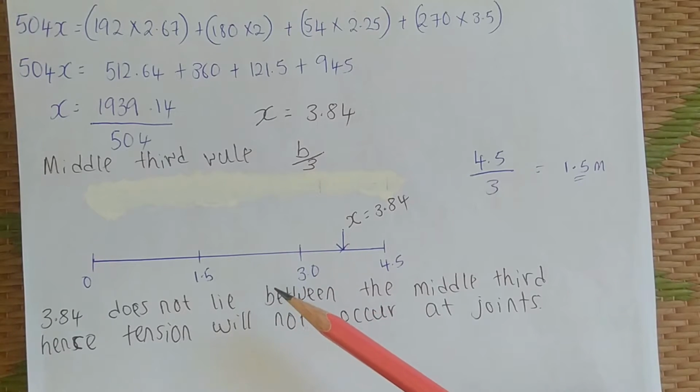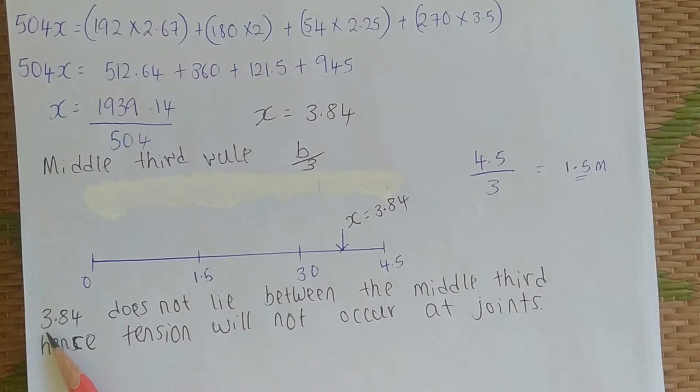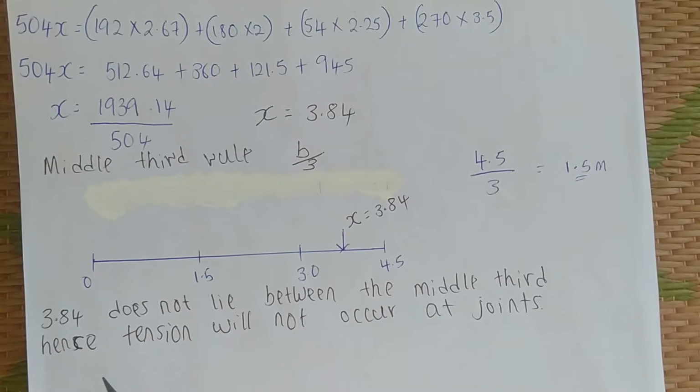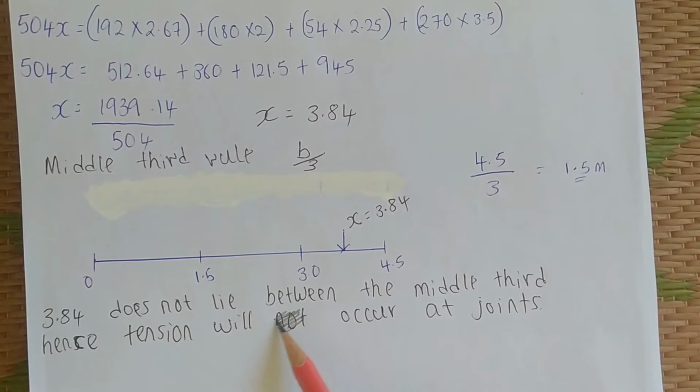This is for this question, but you'll have to calculate for other lengths. So here I'll conclude that 3.84 does not lie within the middle third, hence the tension will occur. So the tension will occur at joints.